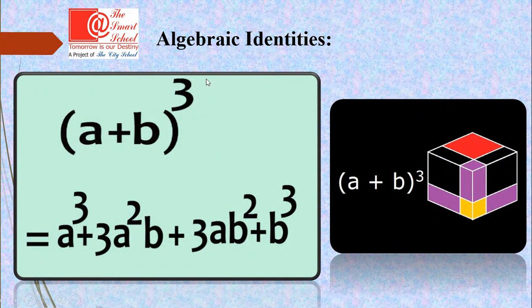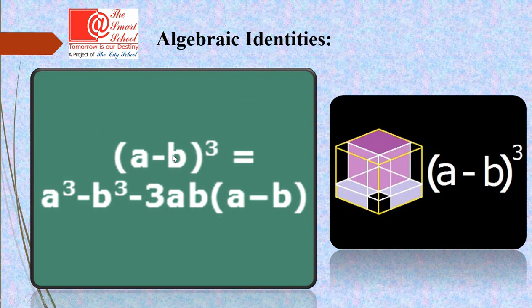Now the same identity is written in a little different way. (a + b) whole cube equals a cube plus 3a square b plus 3ab square plus b cube. What is the difference? We took the common factor 3ab, and inside it was (a + b).